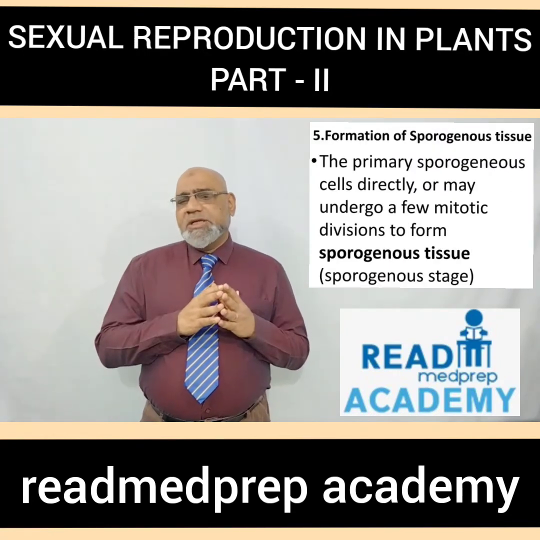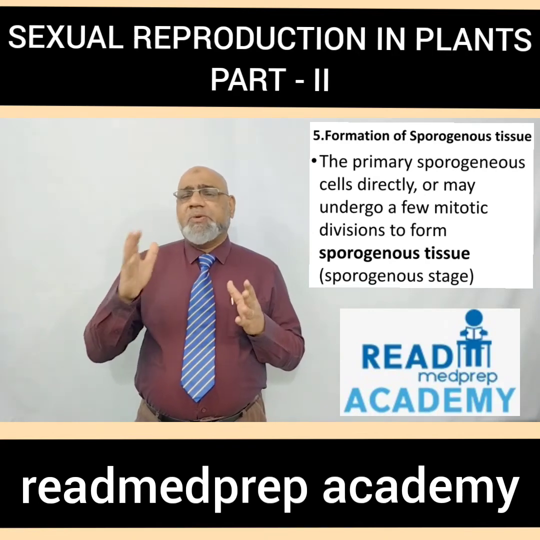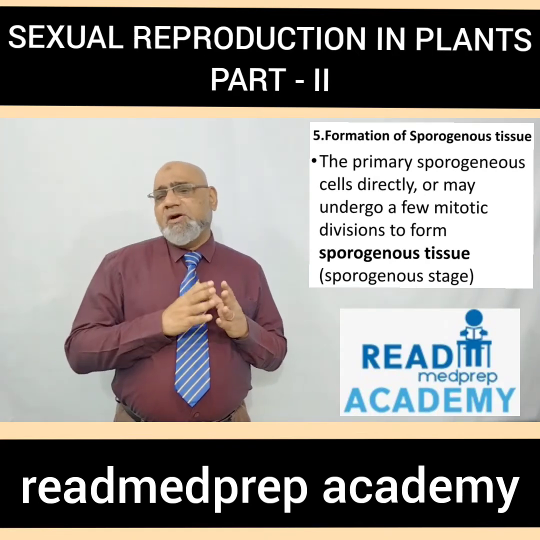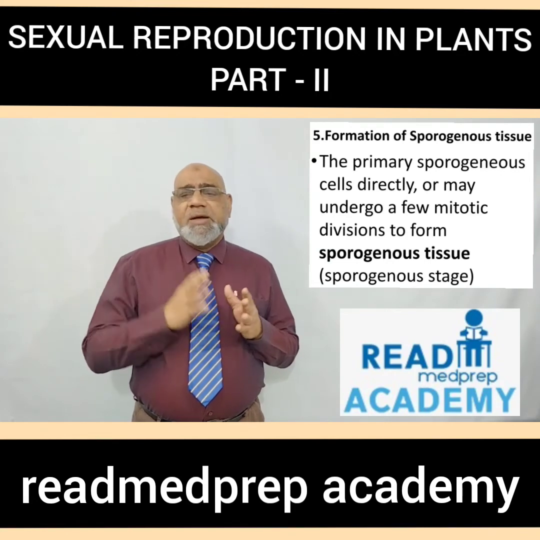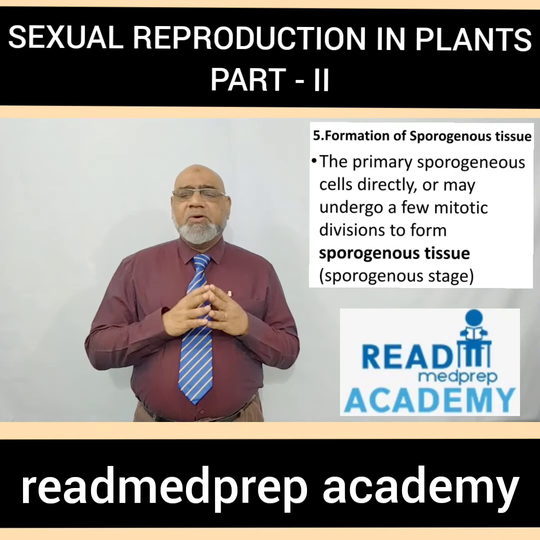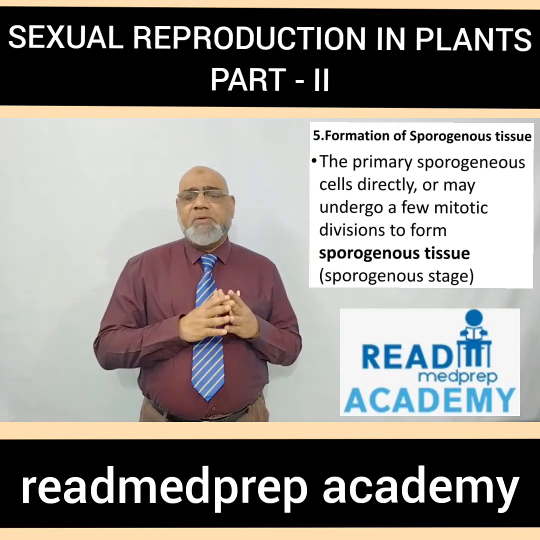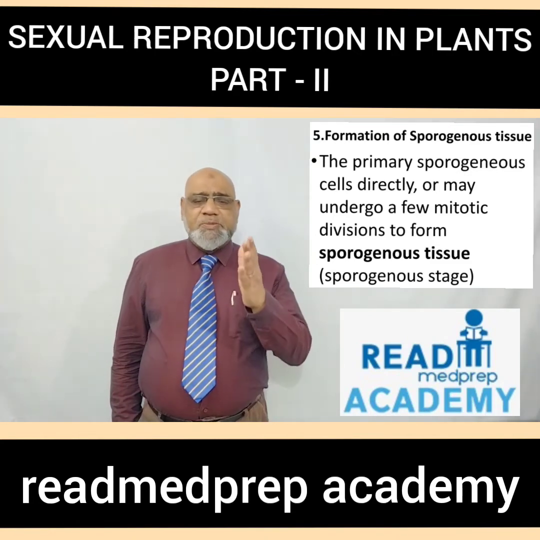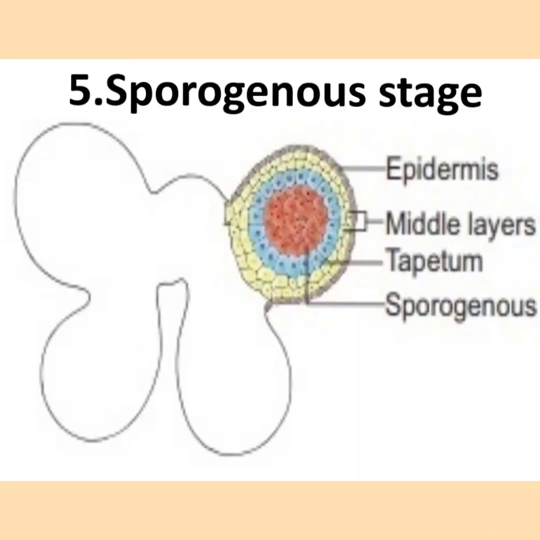Now, stage 5 is the formation of the sporogenous tissue, the start of the microsporogenesis. The primary sporogenous cells directly, or after a few mitotic divisions, form the sporogenous tissue. This is the sporogenous stage. Here you can see below the tapetum, the sporogenous cells multiply and form a mass of the sporogenous tissue.